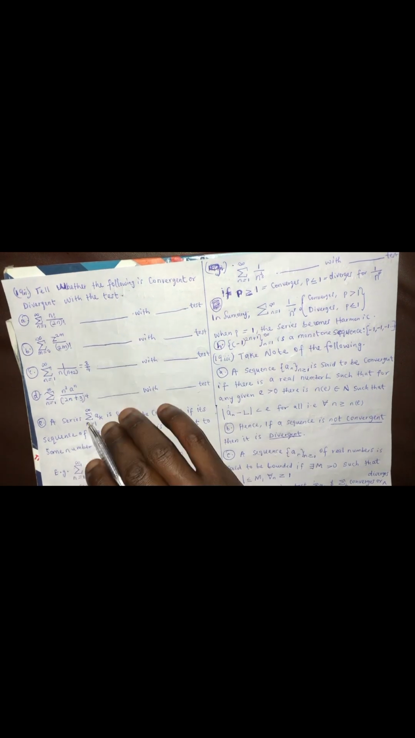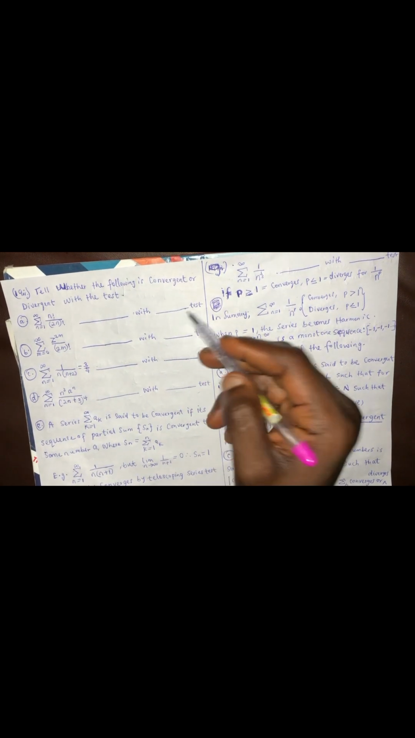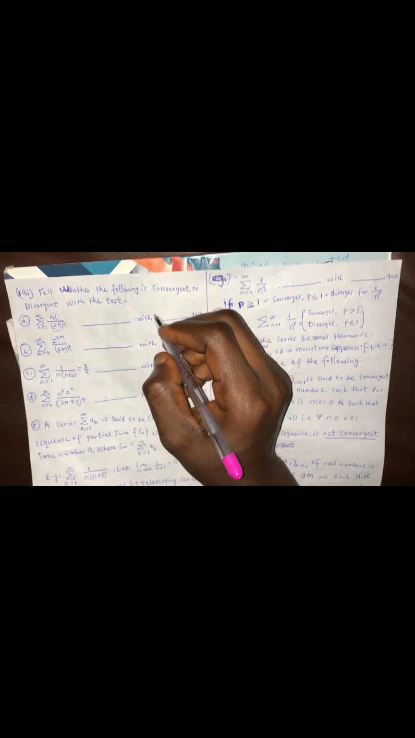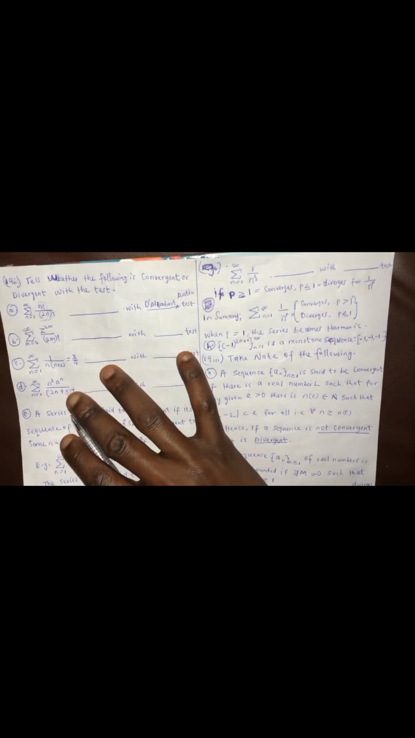Now tell whether the following is convergent or divergent. I just want to go straight to the point, and also with the test that is involved. Now anytime you see this, the test that is involved in this is called the d'Alembert ratio test, okay. The d'Alembert ratio test.